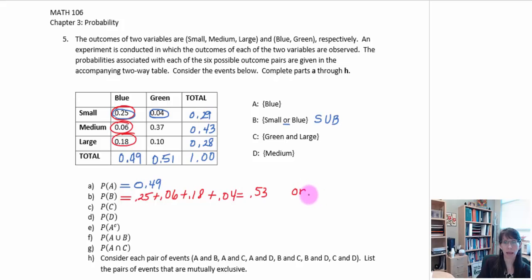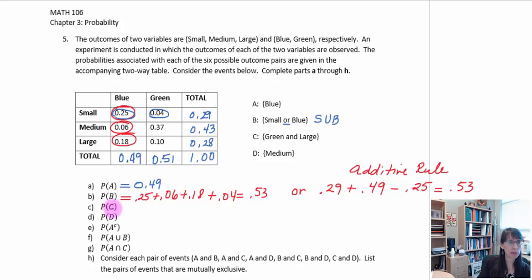So another way to look at that is to use the additive rule. The additive rule would take us directly to the totals. So the event small, that probability was 0.29, added to the probability of being blue, that total is 0.49. But remember how we had two circles around one of these probabilities? So when you're using the additive rule, you add the totals for the two events, but then be sure to subtract any intersection. So I have to subtract 0.25. But our final answer is still 0.53. So this method is using the additive rule.